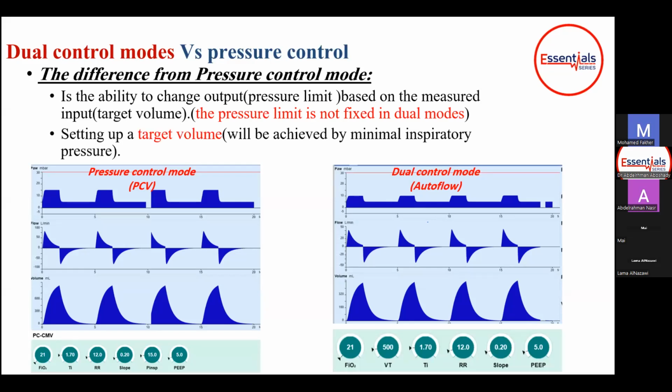So the difference between pressure control mode is that the target tidal volume is set in the dual control modes, like AutoFlow, volume support, and PRVC, but there is no setting up of tidal volume in any PC mode or any pressure control mode other than the adaptive or dual control. They both use a descending flow pattern, and this is more synchronous for the patient. They allow the patient to choose his inspiratory flow, so this achieves more synchrony. So they look alike a little bit, with some difference.